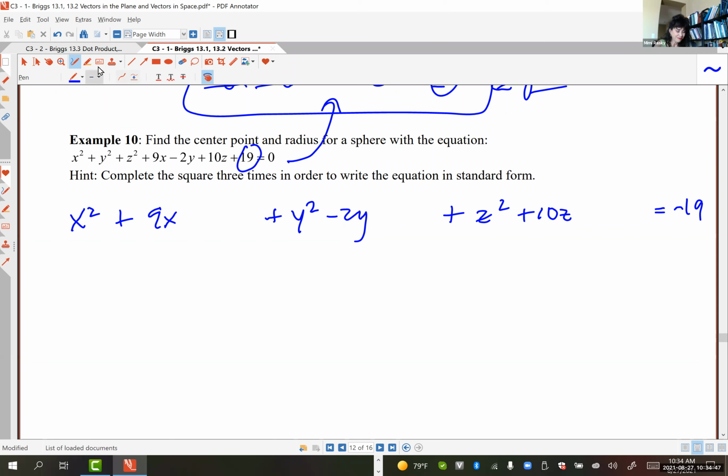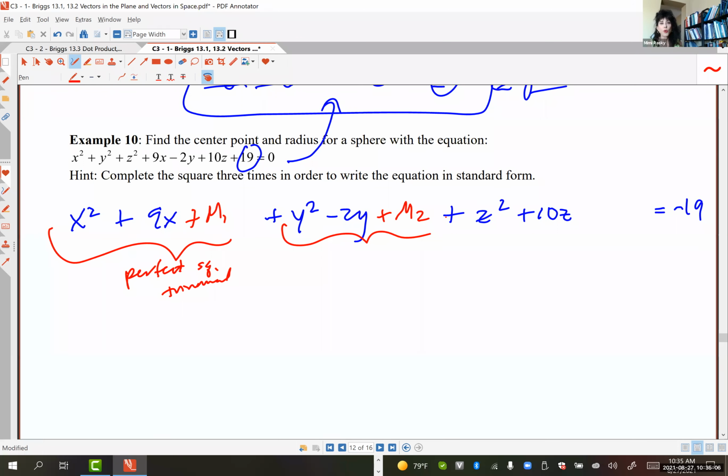So now what? You're gonna add a magical mystery number M1 to make this a perfect square trinomial. And then it'll be factorable. And then you're going to find another magical mystery number, call it M2, to make this a perfect square trinomial. And we'll find a third magical mystery number, M3, to make another perfect square trinomial. But you can't just add numbers to one side of an equation and have it be legal. We better add M1, M2, and M3 to the other side to make it all work out.